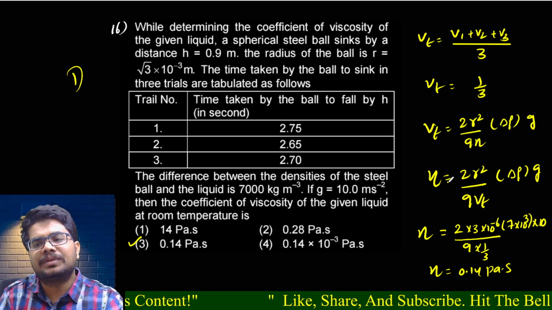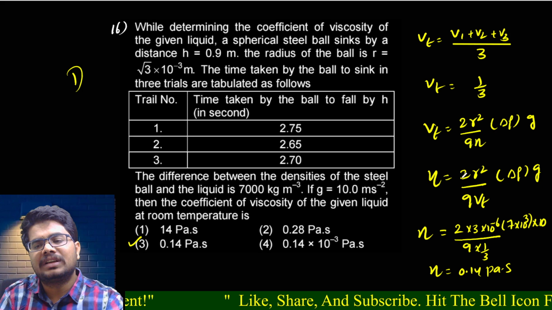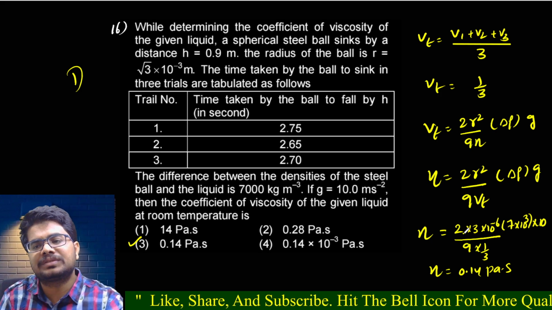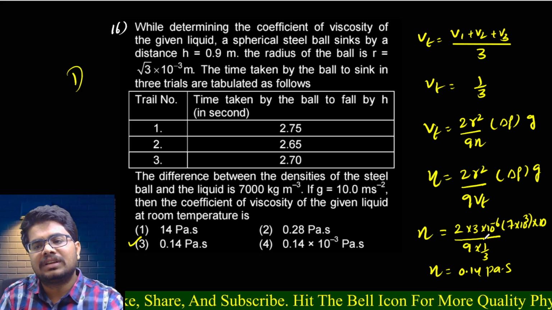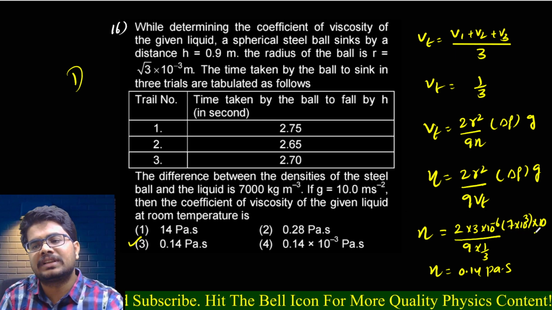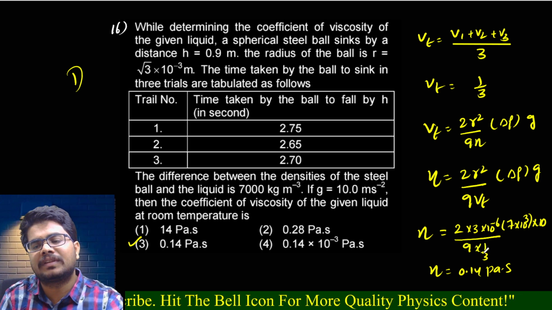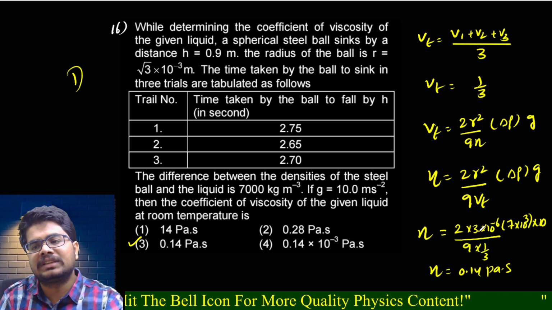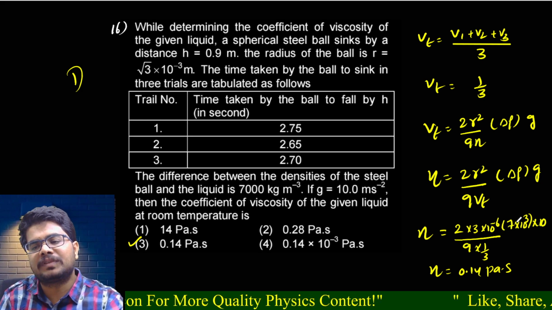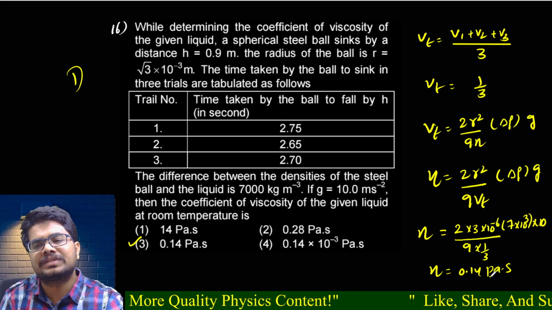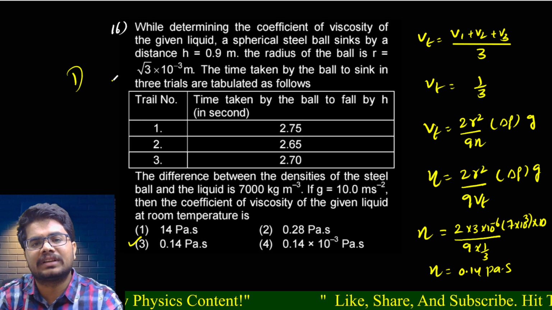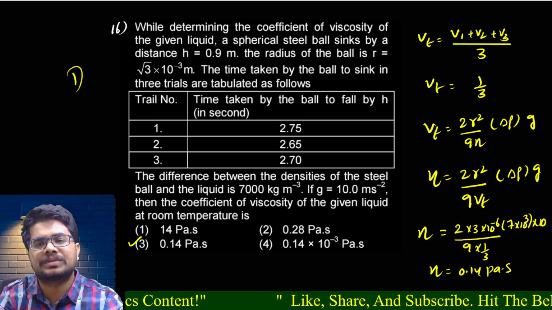Okay, so I need eta. Switch this, eta and Vt. Eta equals 2r square by 9 Vt into delta rho into g. Just substitute the values. 2 into r square, the square of this. Delta rho, 7000 they have given, 7 into 10 power 3, g value 10, divided by 9 into 1 by 3. So 3 cancels with 3, this 3 also cancels. 7 twos are 14. Just check the powers: 0.14 Pascal second. Easy calculation, not even difficult, but little thinking capacity is required here. That's why I considered this question a difficult one.